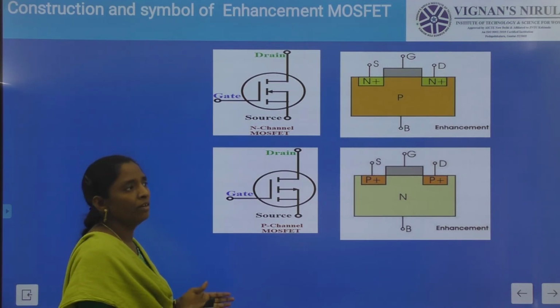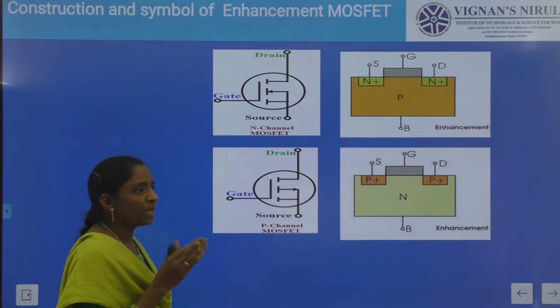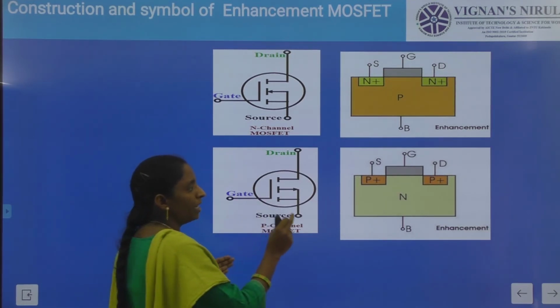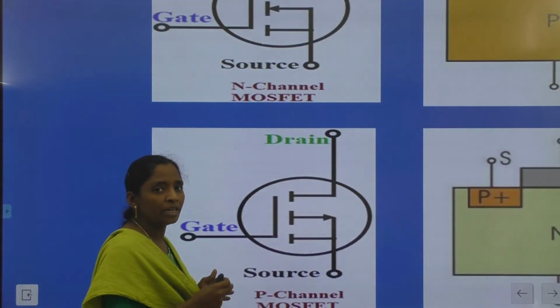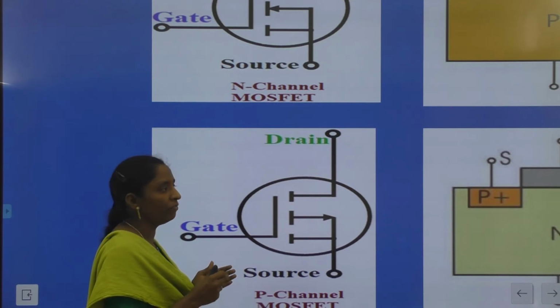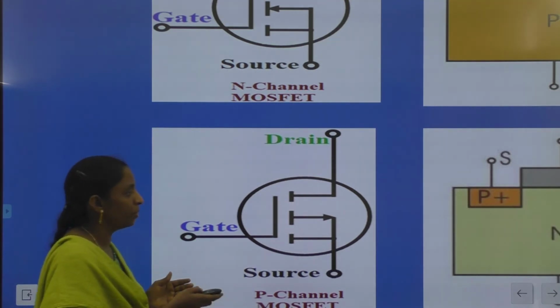The main point is the application of an external electric field. Here we are applying an external electric field at the gate. So by the application of the external electric field, more current is produced.